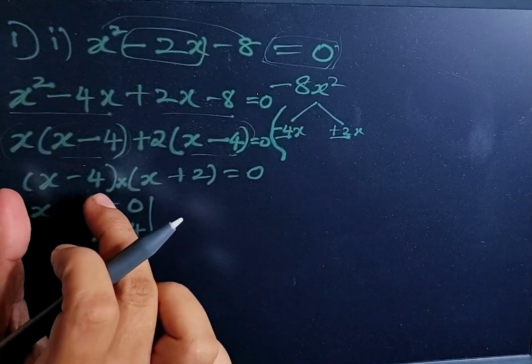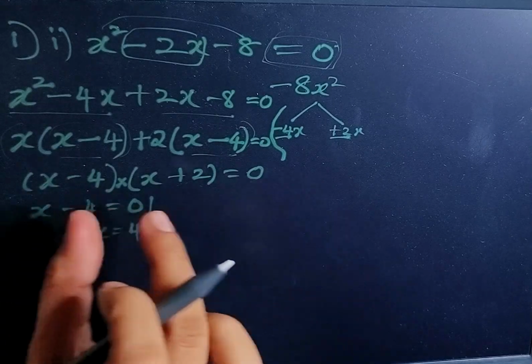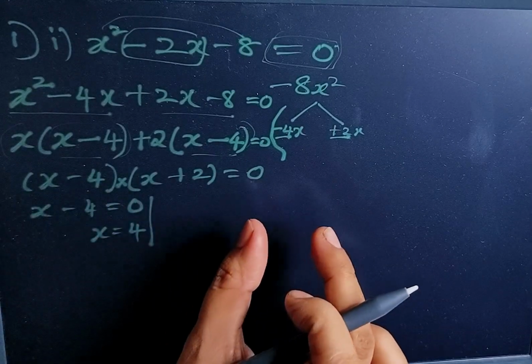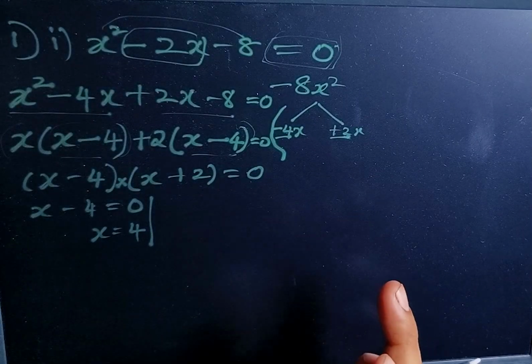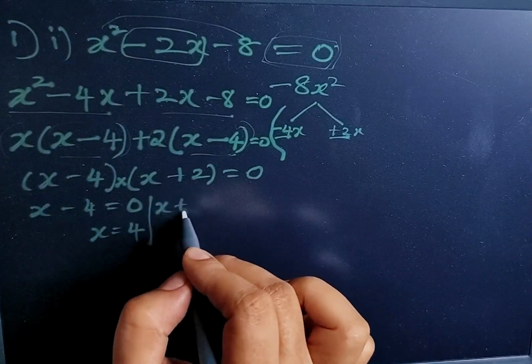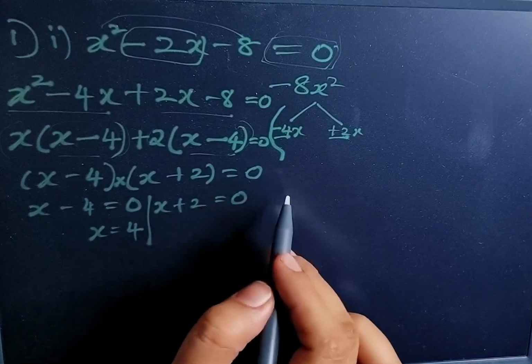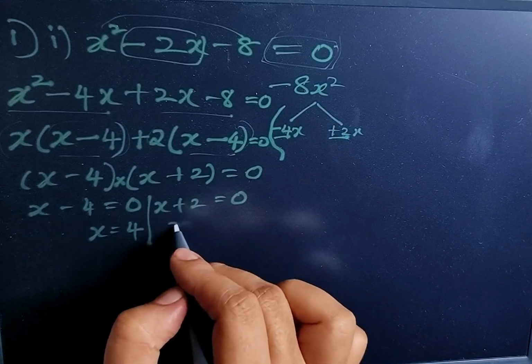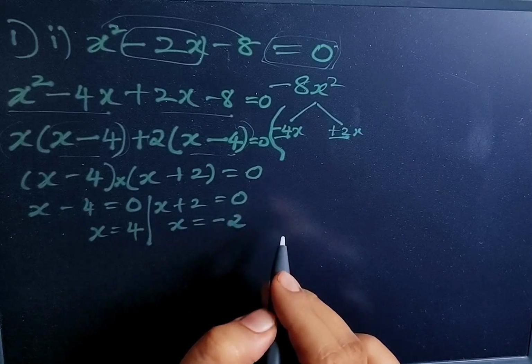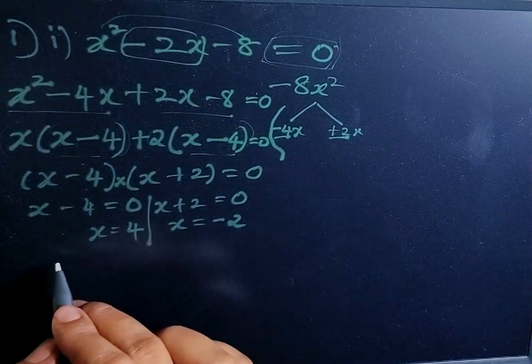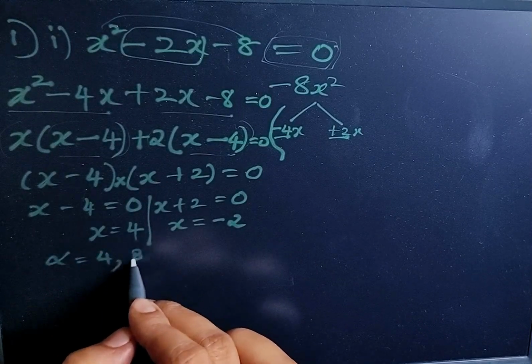Similarly, I am going to take this x minus 4 to the right side. As it is a product on the left side, on the right side it will be a division. 0 by any number will be 0. So x plus 2 equal to 0. Plus 2 if it goes to the right side it will be minus. 0 minus 2 it will be minus 2. So we have found the zeros. Alpha will be 4, beta will be minus 2.